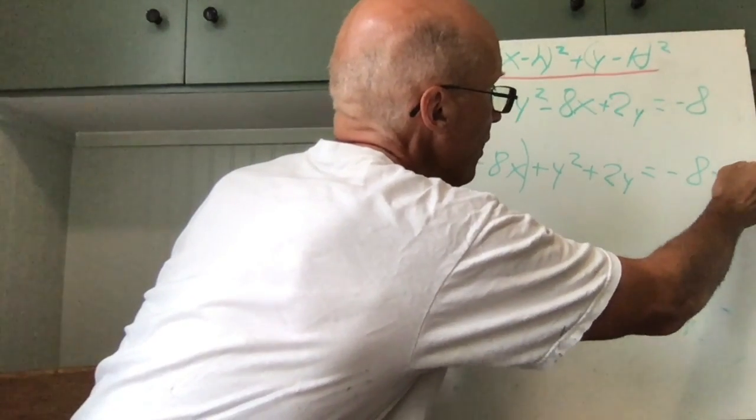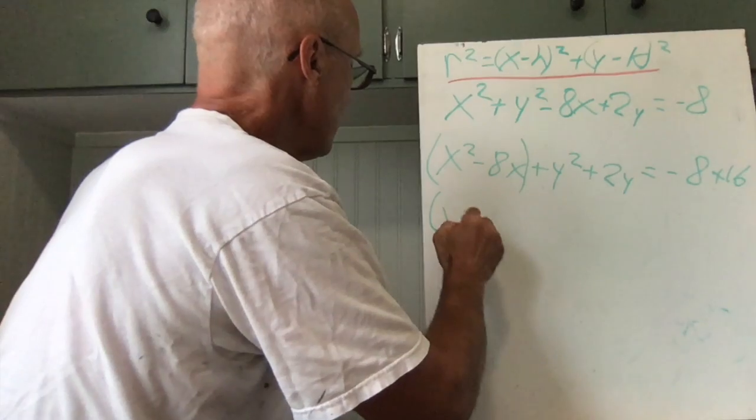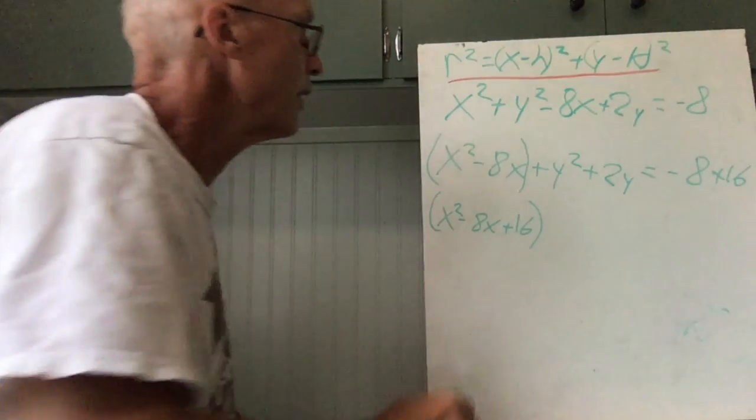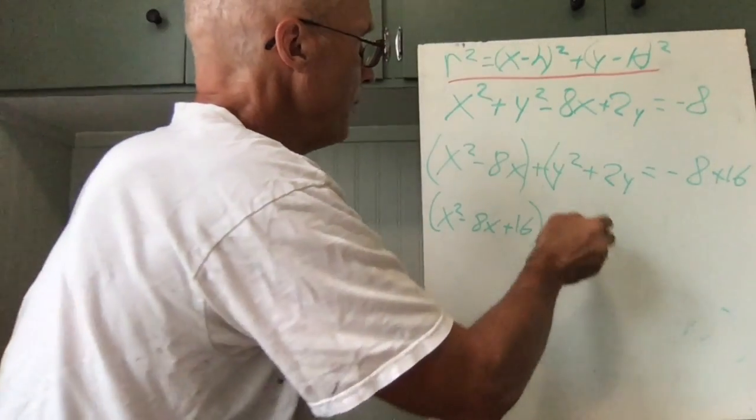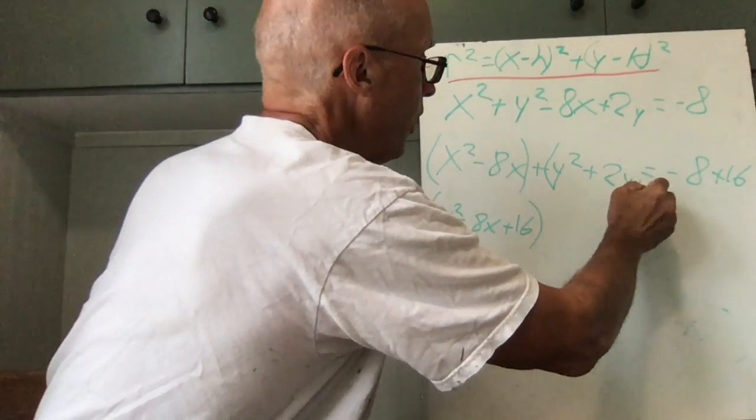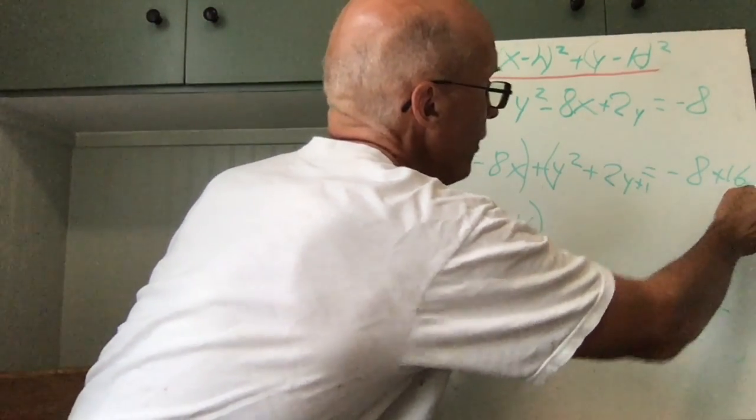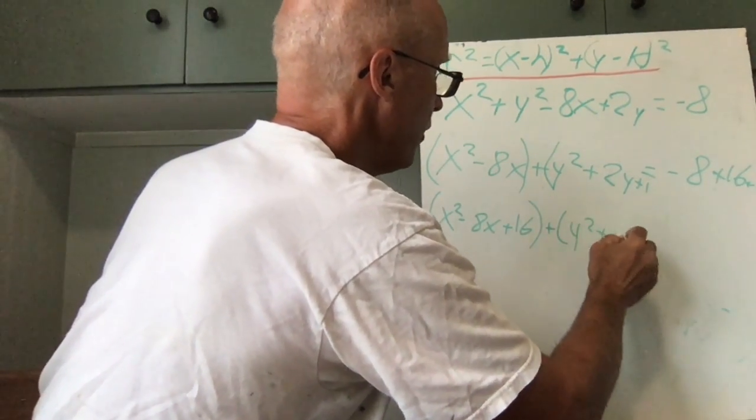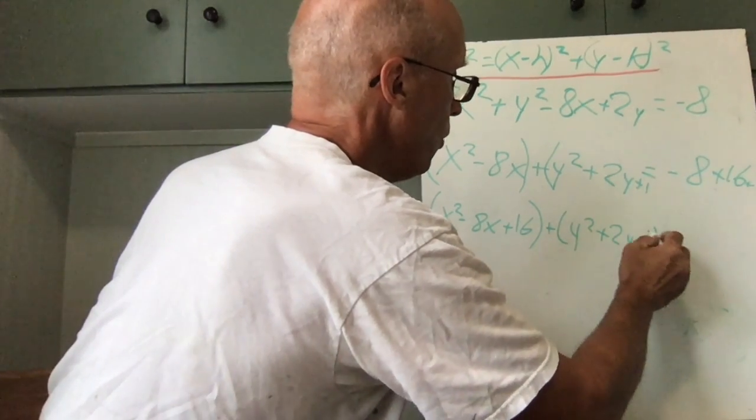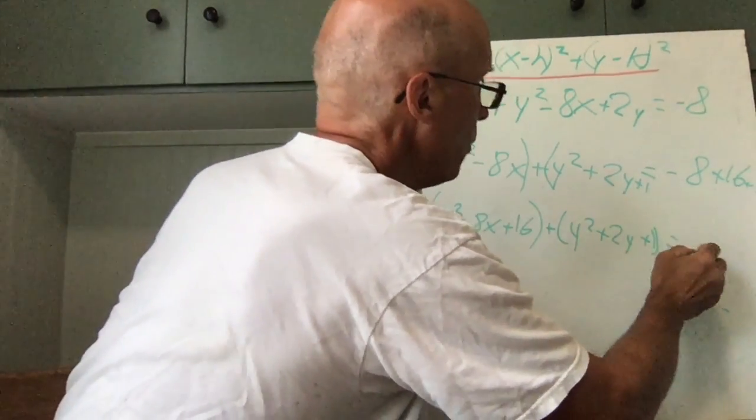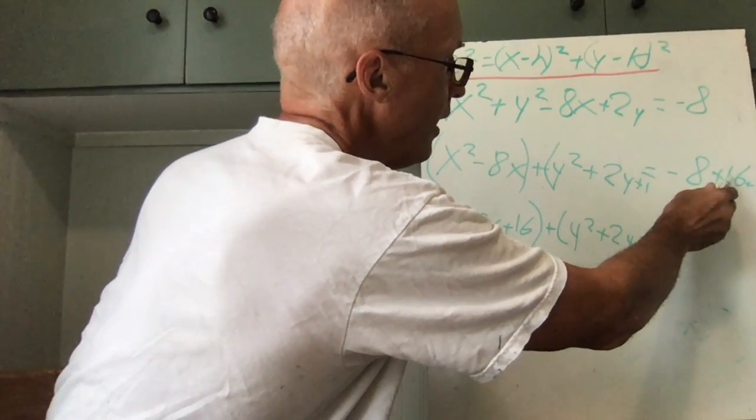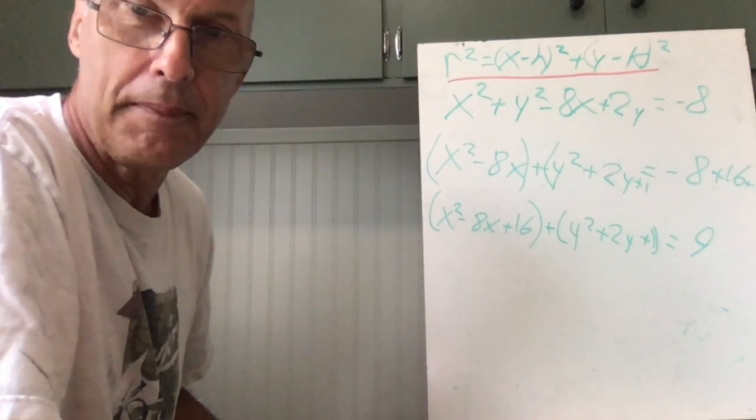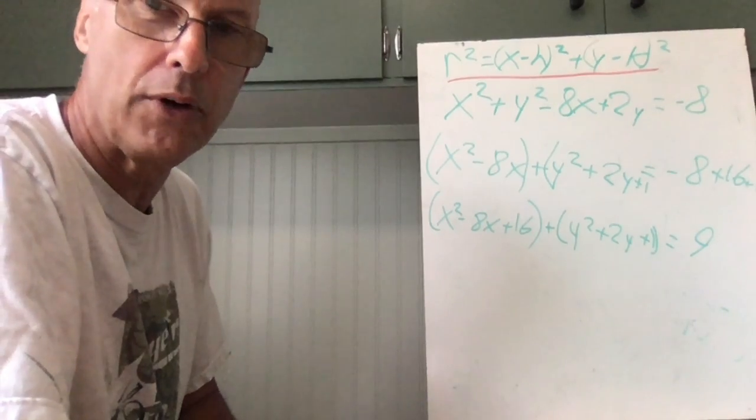So add 16 here. And now we're going to rewrite this as x squared minus 8x plus 16. We're going to do the same thing with this guy. Half of that, square it, we're going to add 1, and we're going to add 1. So we're going to end up with y squared plus 2y plus 1 equals negative 8 plus 16 is 8. 8 plus 1 is 9. Okay, are we good so far? You can pause if you need to kind of work through it.